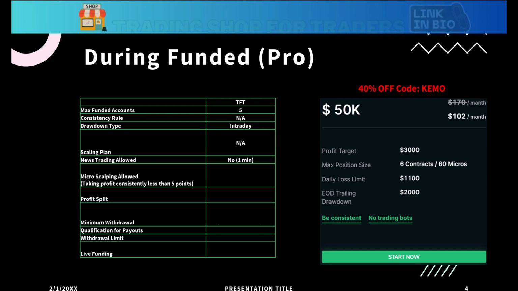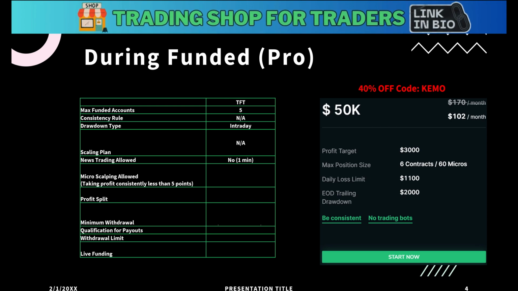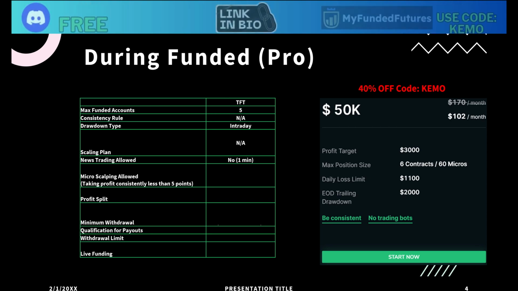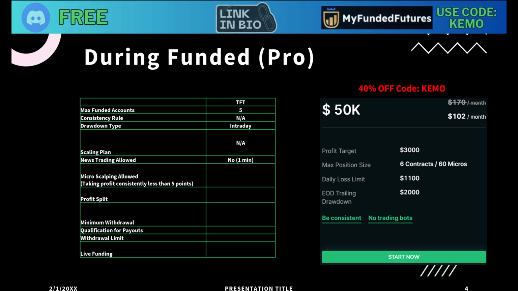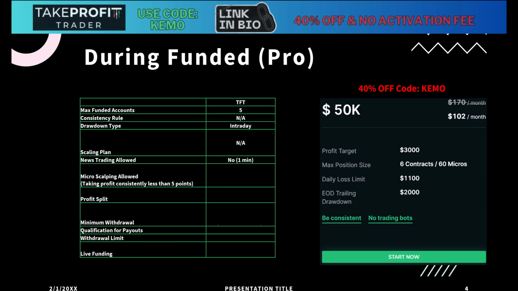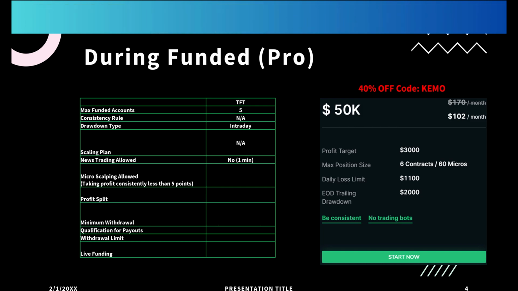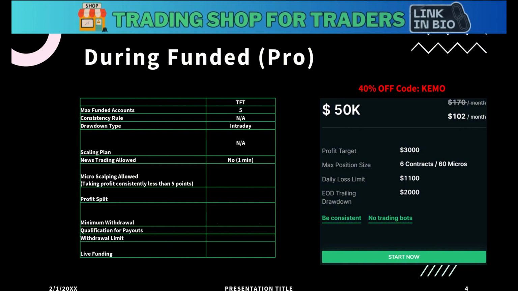You cannot trade in that window. So 1 minute before it releases and 1 minute after it releases, in that period of time you cannot have any open position or you cannot trade. After that 1 minute you can trade and you can do whatever you want.